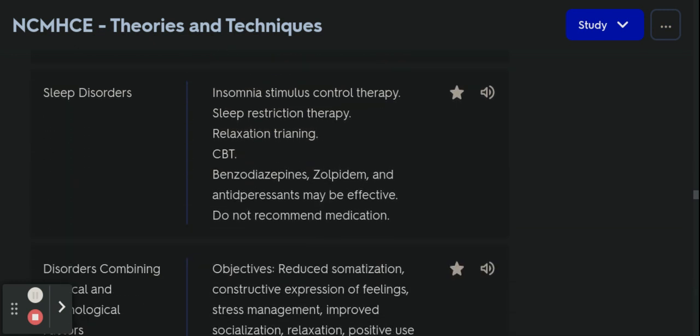Sleep disorders, insomnia: stimulus control therapy, sleep restriction therapy, relaxation training, CBT. Benzodiazepines, zolpidem, and antidepressants may be effective. Do not recommend medication.